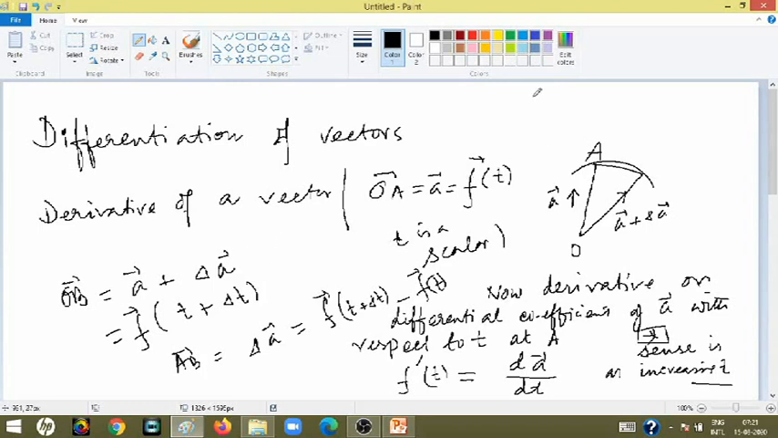Now let us see what a constant vector is. If d by dt of the function f of t equals the zero vector, then it is called a constant vector.